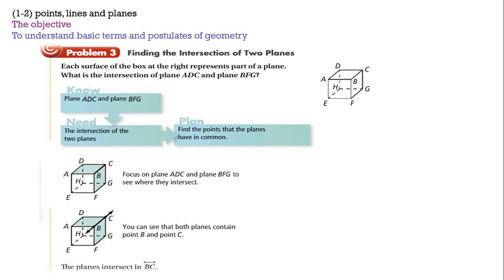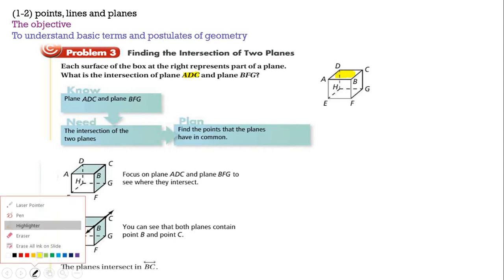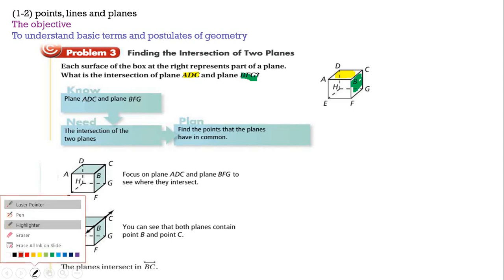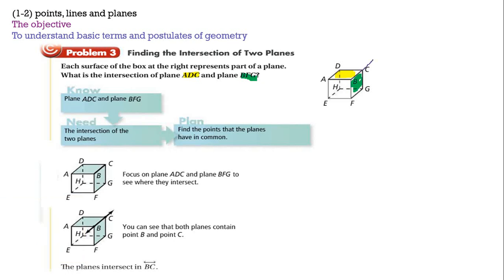So ADC, where is ADC? Then this plane, right? Now, this plane is intersecting with BFG, which is this one. So, the question is, what is the intersecting? Then they will intersect in a line, right? So then they will intersect in a line, which is this line.